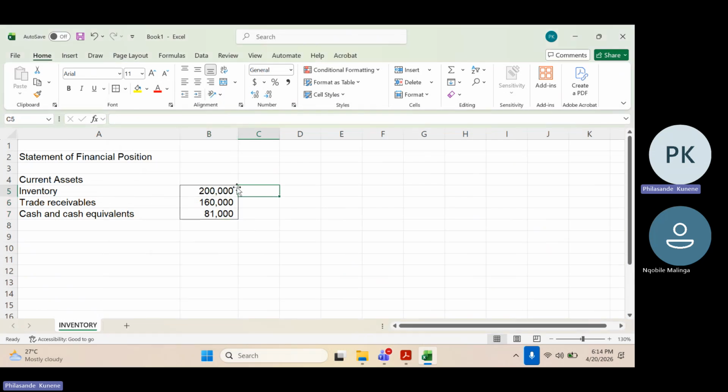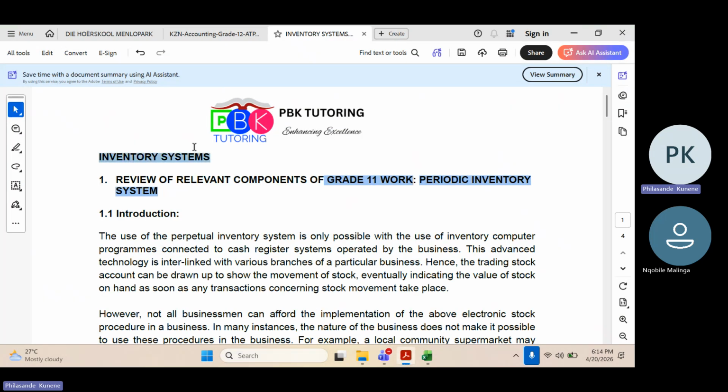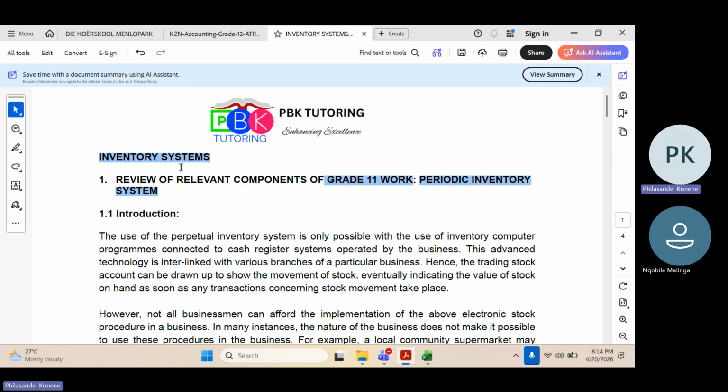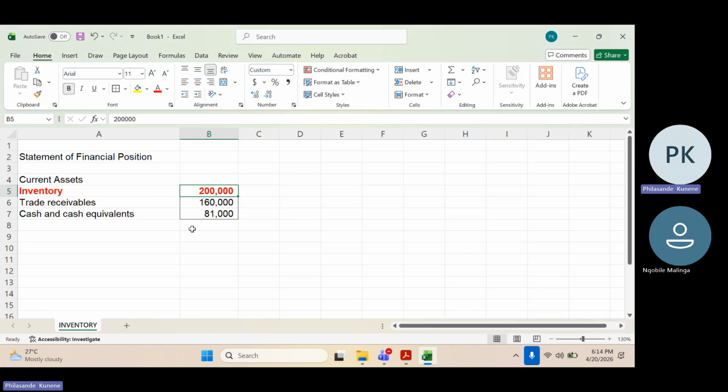For today, what we're focusing on is the inventory. That's what we are going to look at today. So now, when you have 200,000 rands there, I'm trying to show you why it is important for us to do this topic, inventory system. Why is it important? How does it help us in terms of the figures that are sitting in the statement of financial position? Because when we talk about inventory or the trading stock, you know where we're recording the trading stock? On the balance sheet under current assets, right?